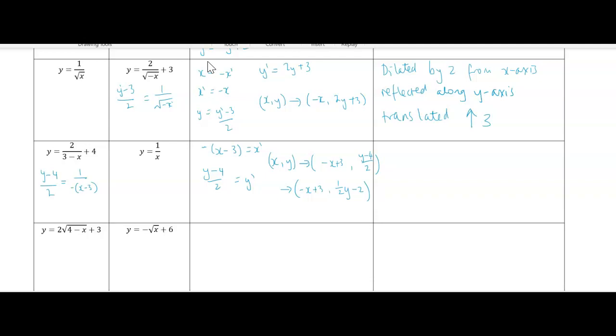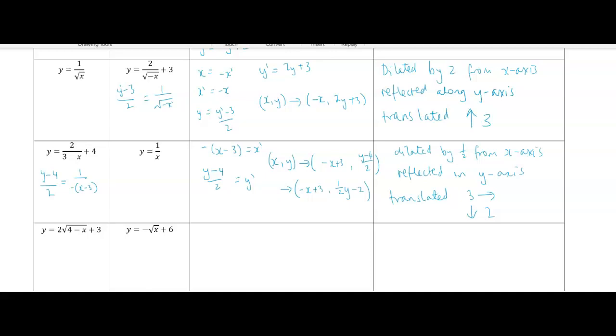Okay, so what we've had is, let's do our dilation first. So dilated by half from the x-axis. And then we've had a reflection in the y-axis. Then we had a translation. What is that? 3 to the right and 2 down. So let's just have a look at the graph.